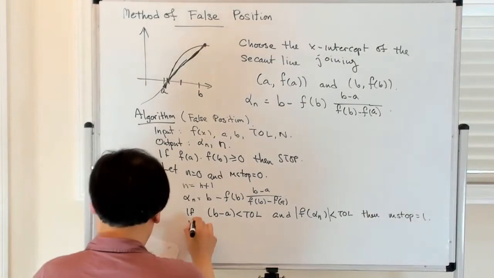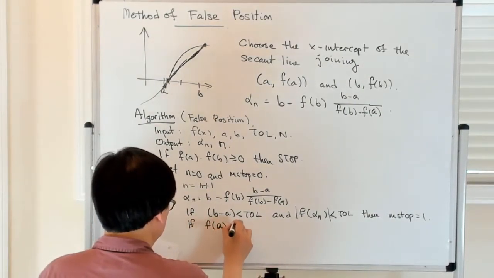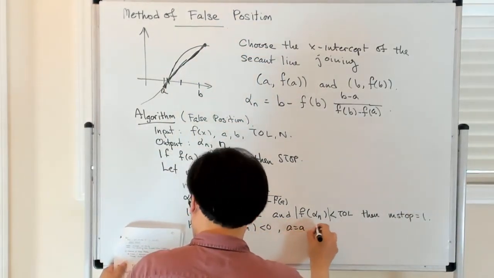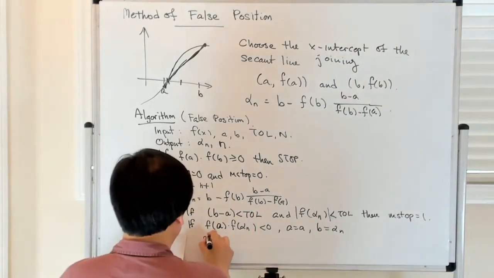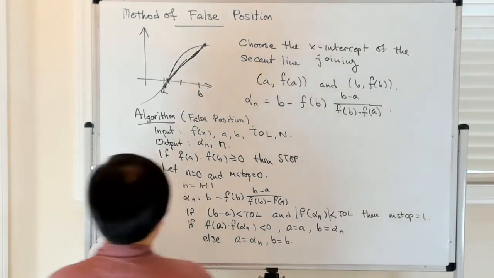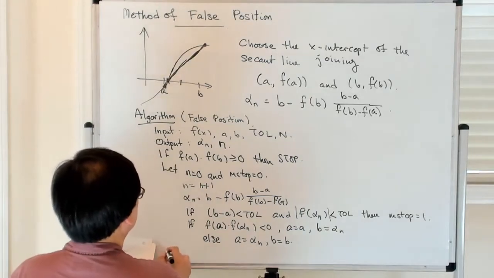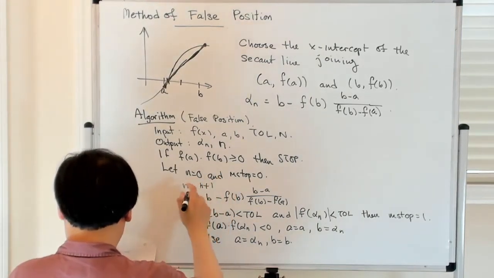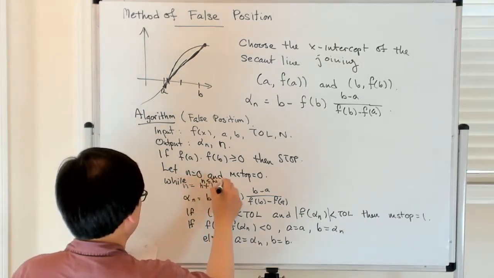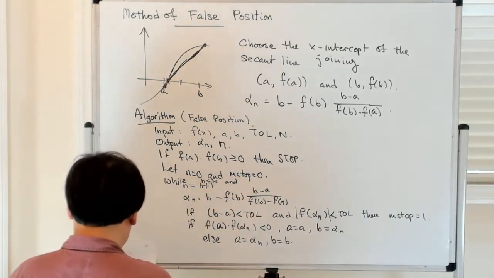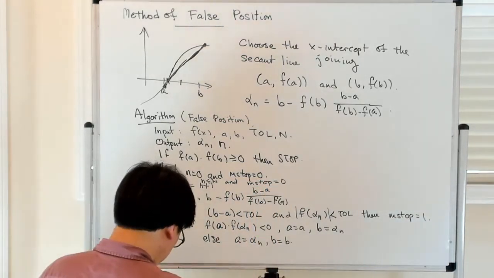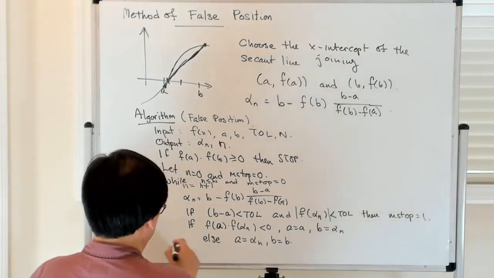And then if f(a) times f(alpha n) is less than 0, then a equals a, b equals alpha n, else a equals alpha n, b is equal to b, and then you end. Oh, I'm sorry, there's a while statement here. So while n is less than or equal to the maximum iteration and mstop is equal to 0, you do the following. And you end the while loop here.